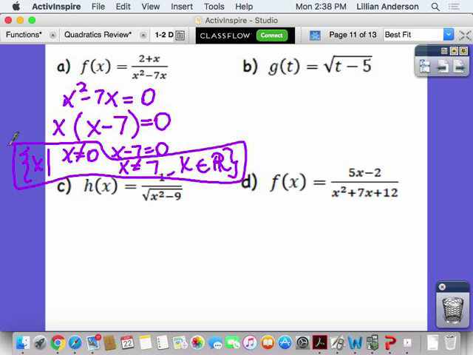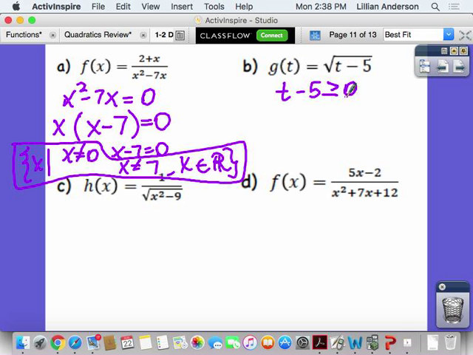I want you to try 2 on your own. Now, B. What can you not take the square root of? A negative number. Very good, Nicholas. Now, can I take the square root of 0? What's the square root of 0? It is 0. So, when you have a square root, whatever's underneath the square root, you're going to set it greater than or equal to 0 and solve for your variable.